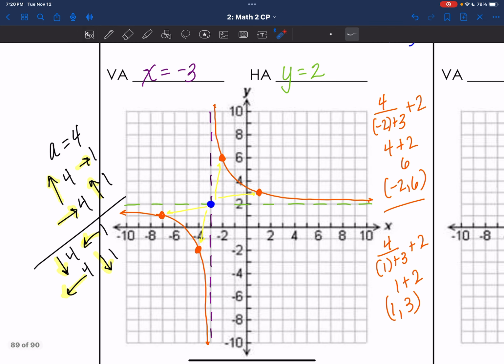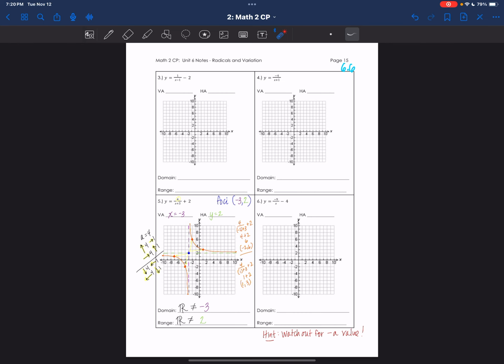Since a is 4, from the foci you can go up 4 over 1, or you can go up 1 over 4, or you can go down and to the left, or you can go down 1 over 4. So if you notice, it starts to become a little pattern, and it's definitely more spread out from before.